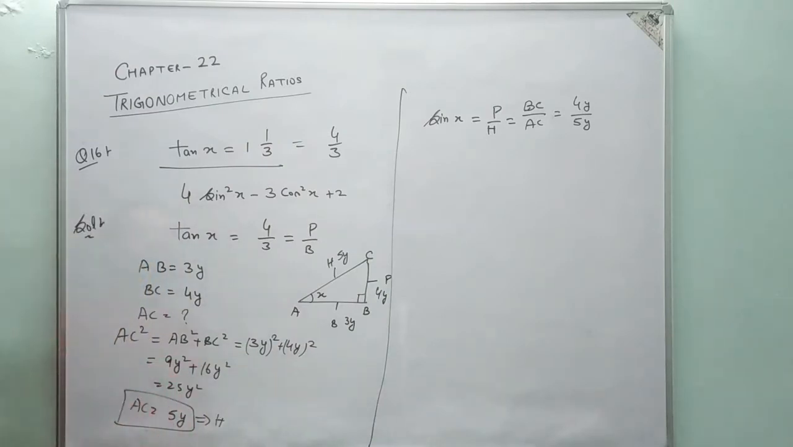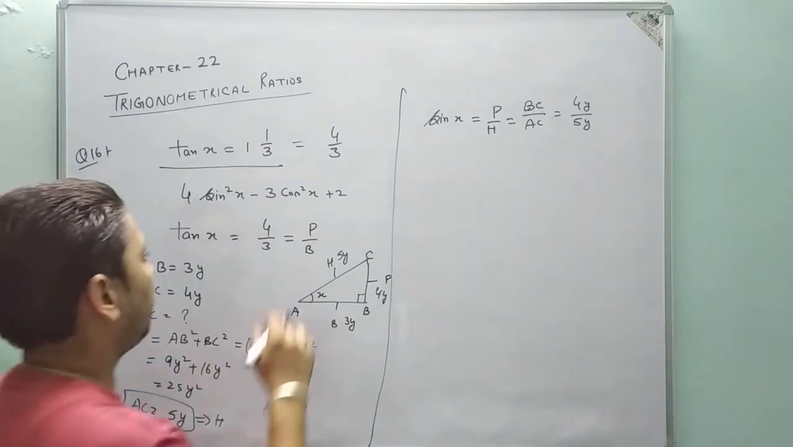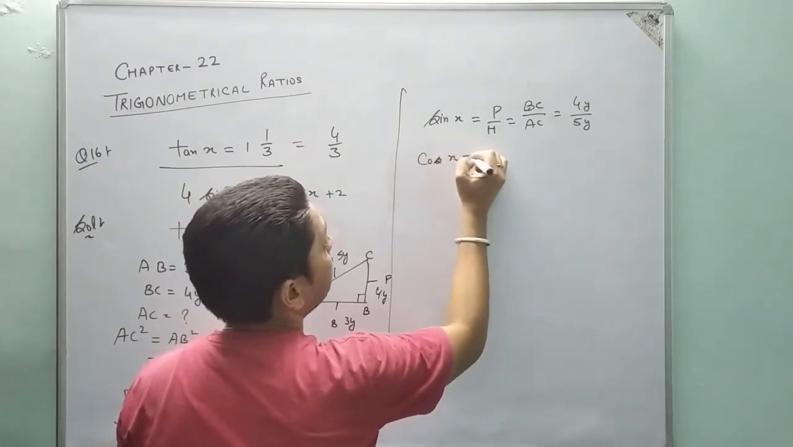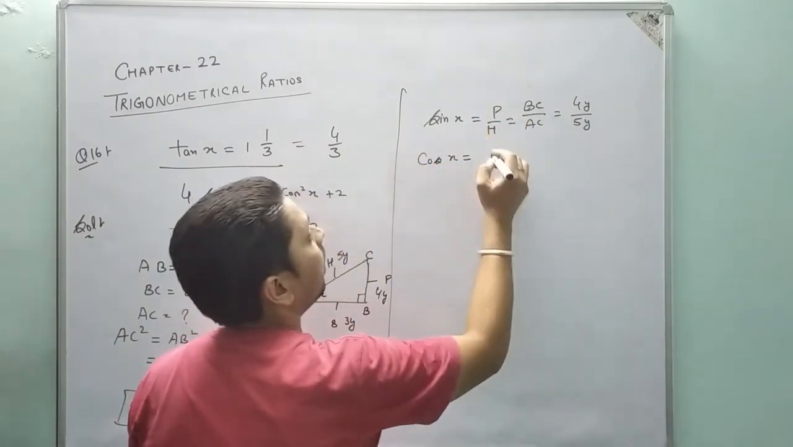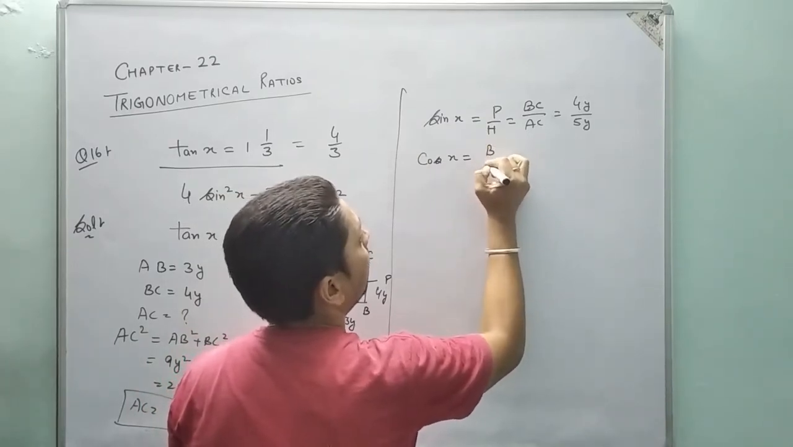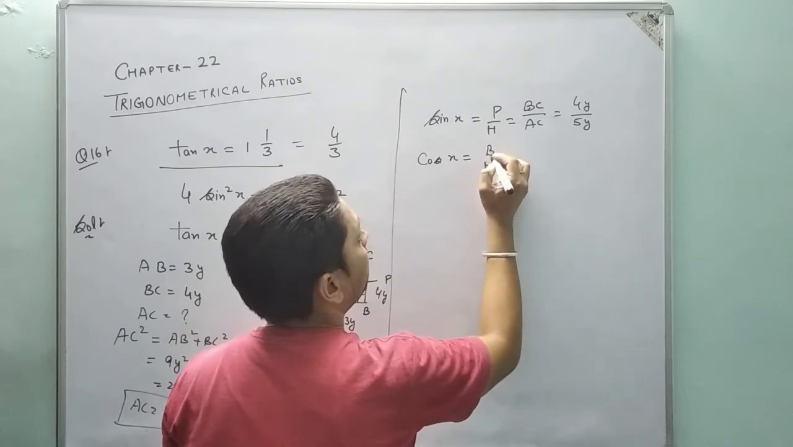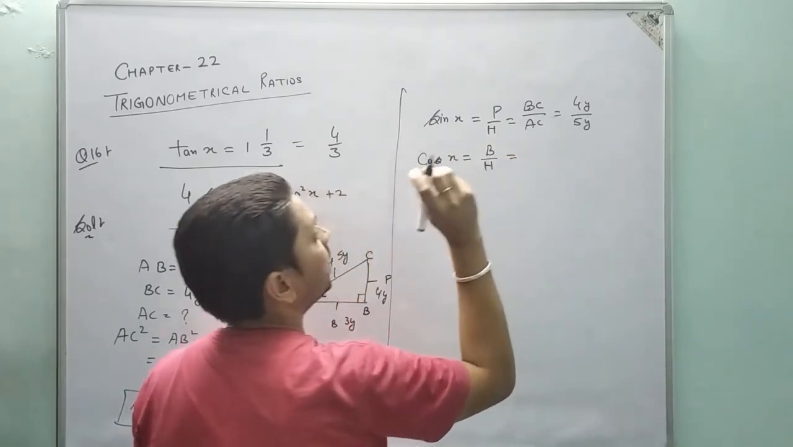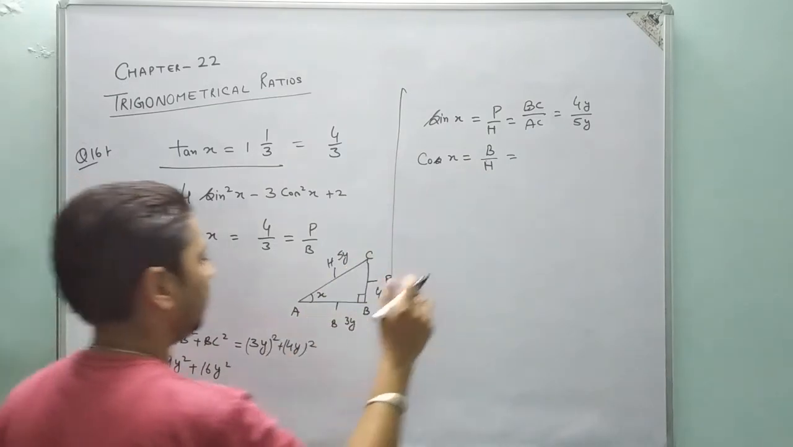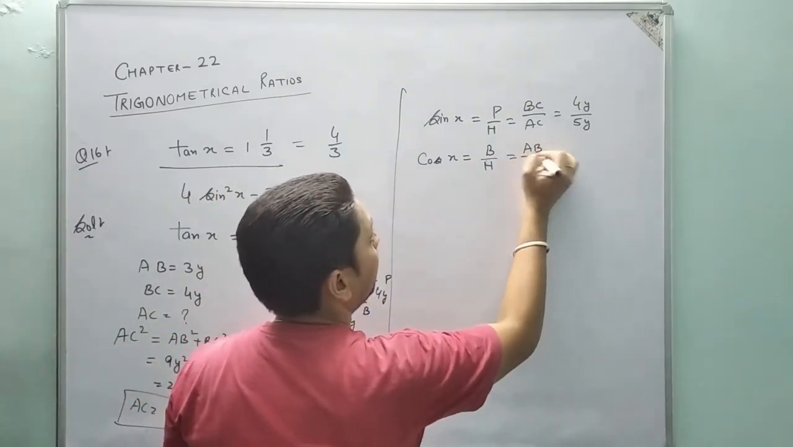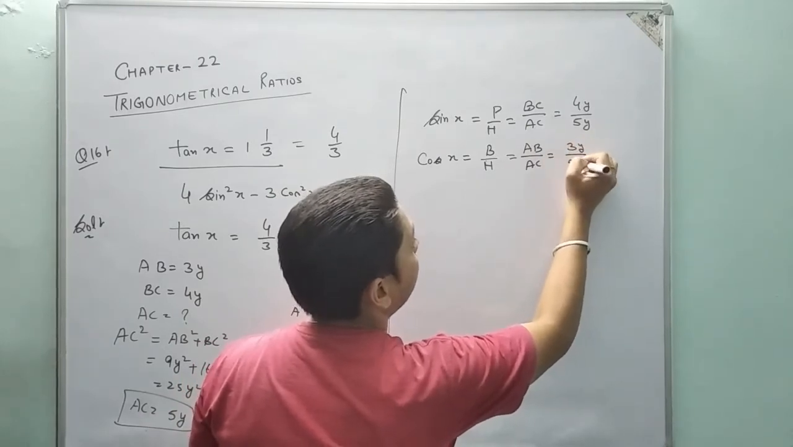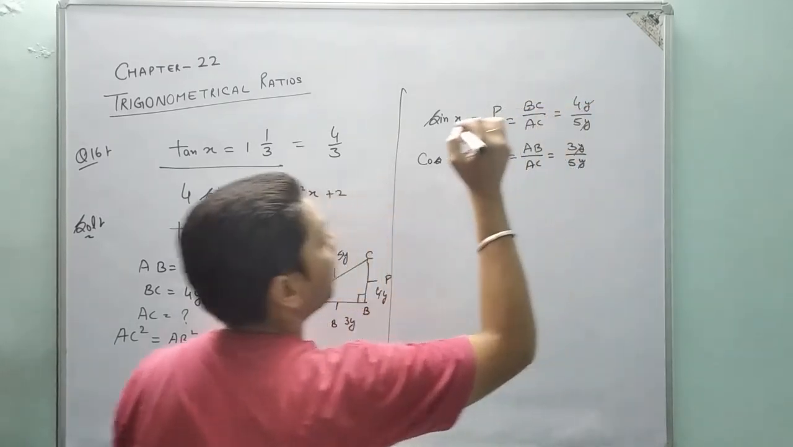Then we have to find the value of cos of x, which is base upon hypotenuse. What is base? Base is AB. AB upon AC is equal to 3y upon 5y. Cancel the term y here.